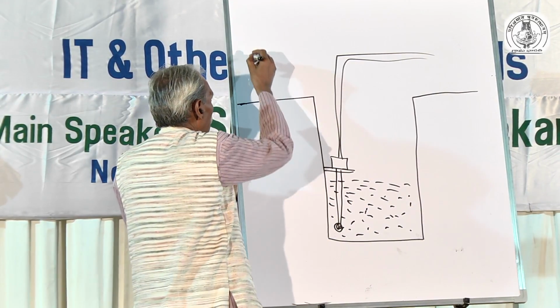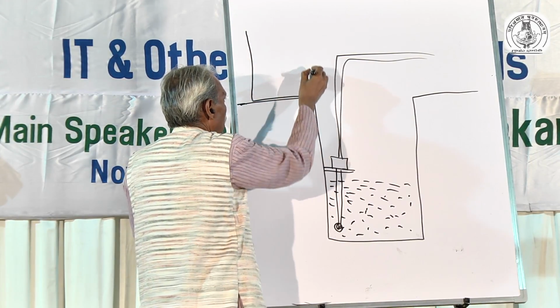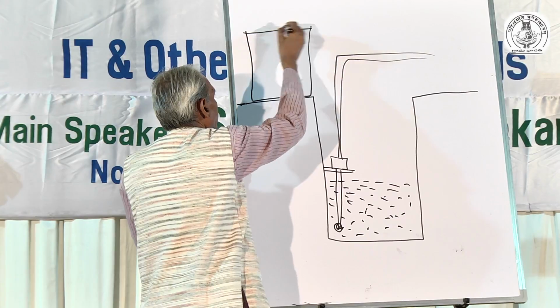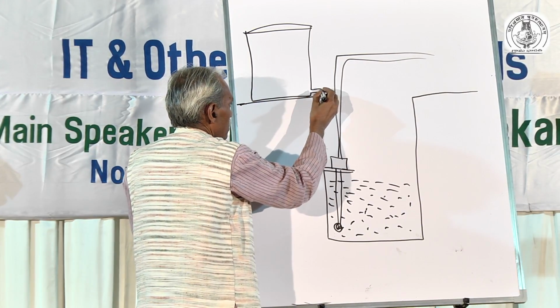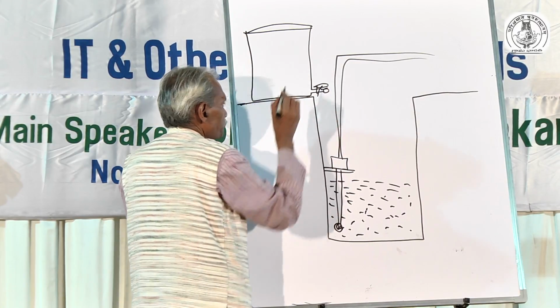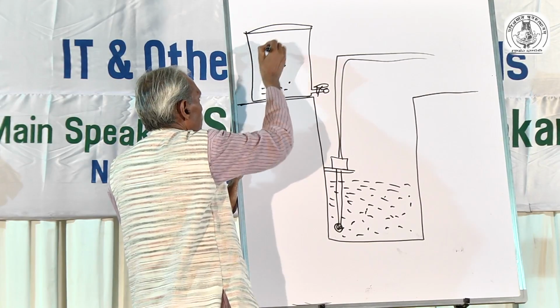You take the iron drum on the bank of the river and keep it. There is an outlet here and a cork. Filter the Jivamrutam and pour it in the barrel.